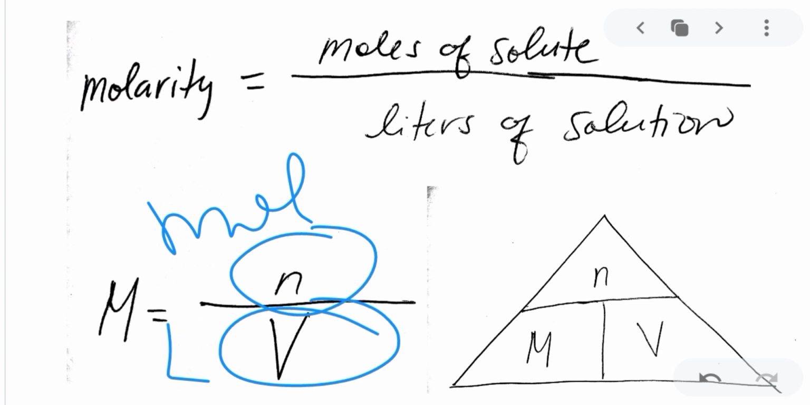We can use this triangular method to find the other components just in case you are asked to find them. So M, or molarity, is equivalent to the moles of solute per liter of solution. To find the moles, n is M multiplied by the volume, and to find the volume, it is moles over the molarity. So let us have some sample problems for that.